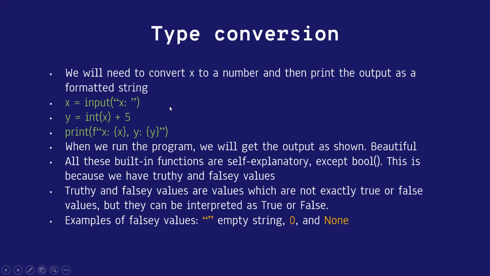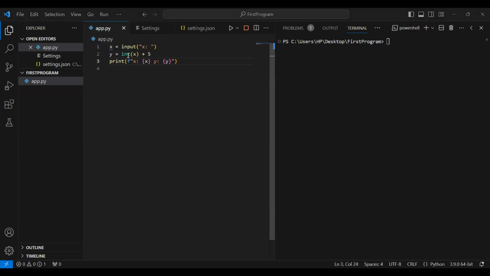Let me run this. So here we have x equals input, that is x. Then we have y equals int x, where you are converting x into an integer. When we print this using the formatted string, let me run this now using the terminal.